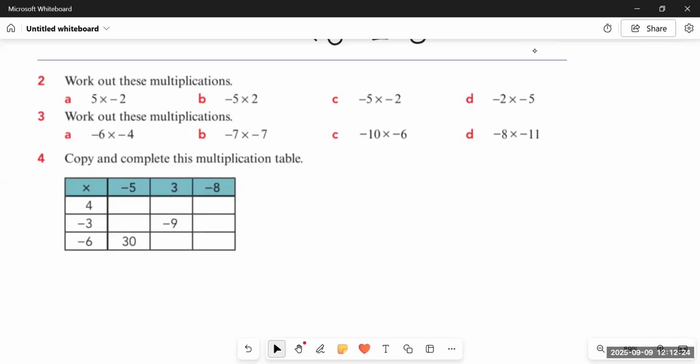Okay, now question number 2 and 3 are peanuts. We just have to multiply the numbers. 5 multiplied by minus 2 would be minus 10. Okay? A positive and a negative number would always give a negative answer. And then minus 5 into 2 is equal to minus 10 again. Minus 5 into minus 2 would be positive 10. And minus 2 into minus 5 would be positive 10. So in the first two situations, we are getting minus 10. In the next two situations, we are getting positive 10.